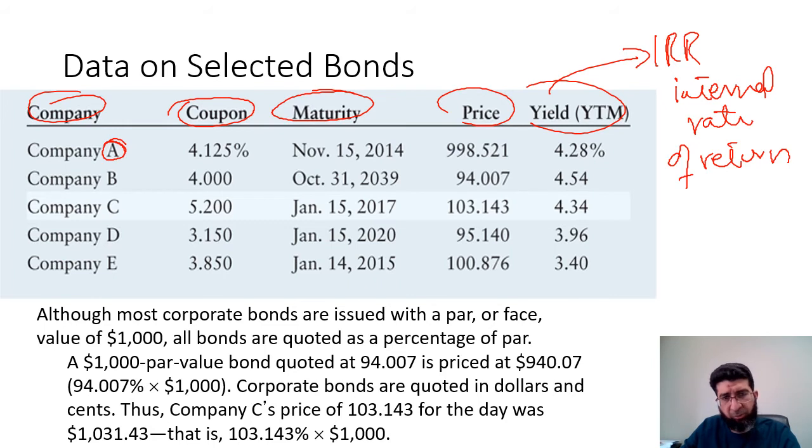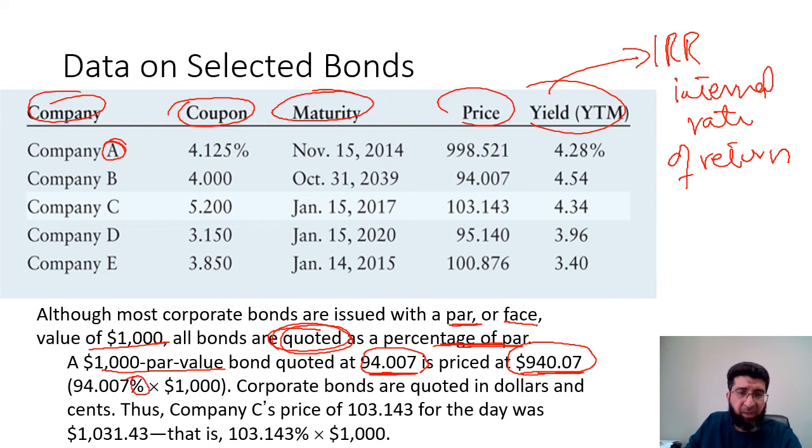Although most corporate bonds are issued with a par or face value of 1000, all bonds are quoted as a percentage of par. So you can see that if a $1,000 par value bond is quoted as 94.07, how do we come to this? It is priced at 940.70, and this is 94.07% multiplied by 1000. This is the price, while 94.07 is the quote. So basically it is quoted in percentage.